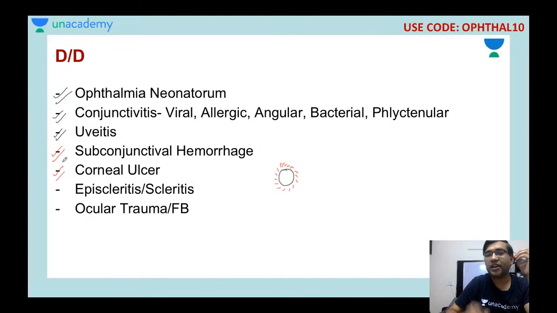There can be a corneal ulcer. It can be because of the bacterial, it can be because of the fungal, or it can be because of the viral. Then even episcleritis and scleritis and ocular trauma or any foreign body in the conjunctiva can cause a redness of the eye. Now we would see with the help of some MCQs how these things basically present.